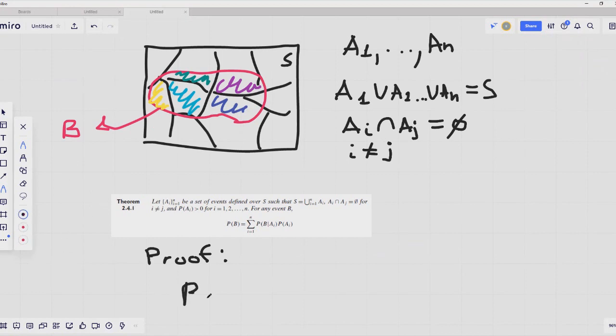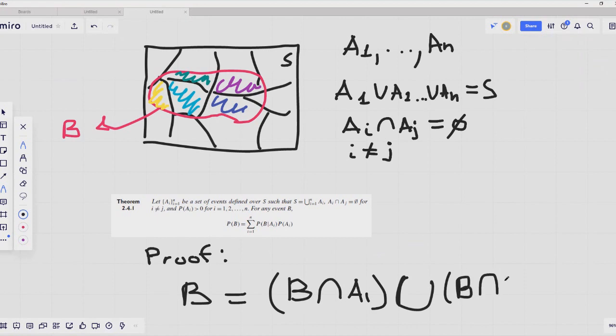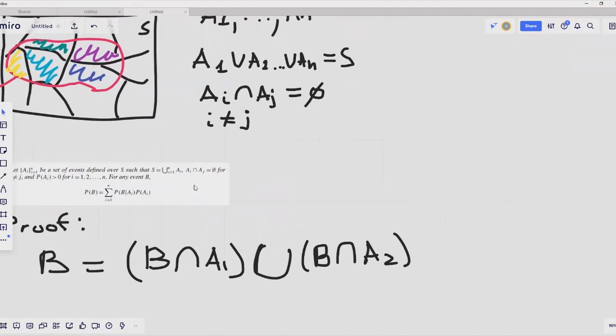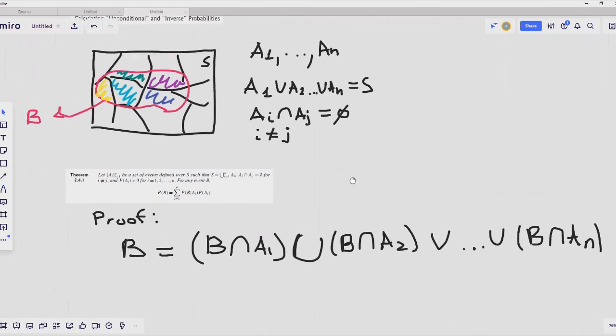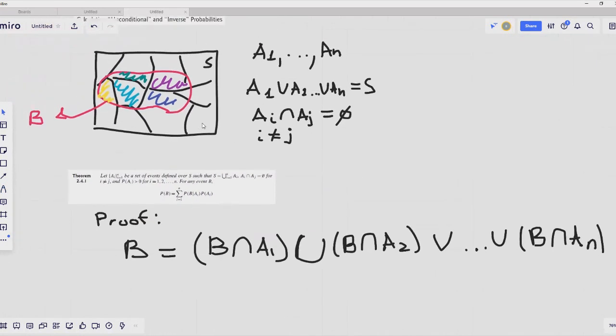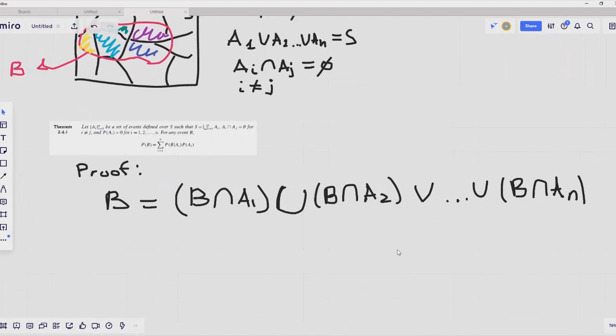In other words, B might be expressed as the following union: the union of the intersection of B with A1, let's say this yellow part here is A1, union with B intersection A2, let's say that green part here is A2, and so on, up to AN. If B doesn't intersect with one of these partitions, then it is okay, since it's going to be simply an empty set.